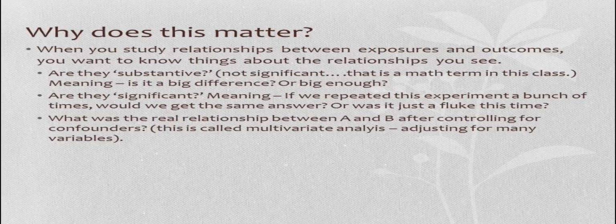And the other thing you need to know, which we talked about a little bit in the other webcast, is what is the real relationship between A and B after controlling for confounders? This is called multivariate analysis, and we'll talk about it a little bit later in this study.